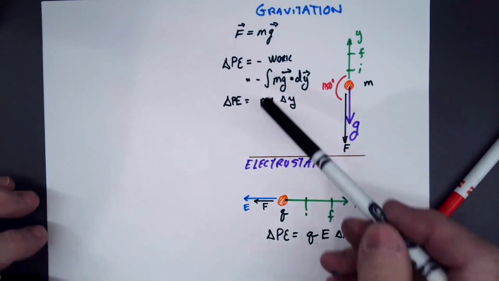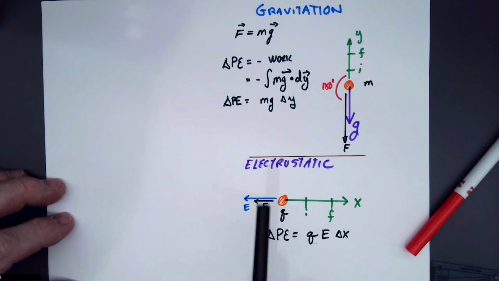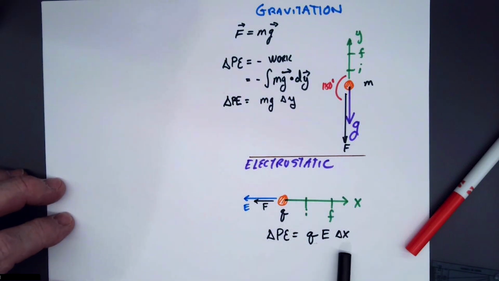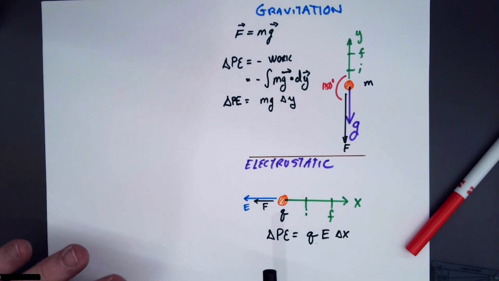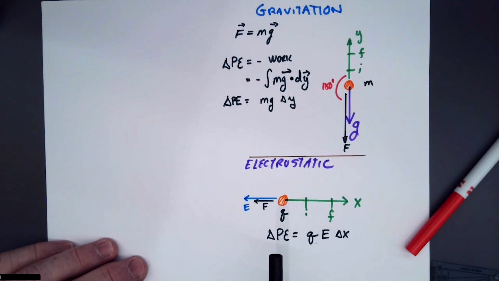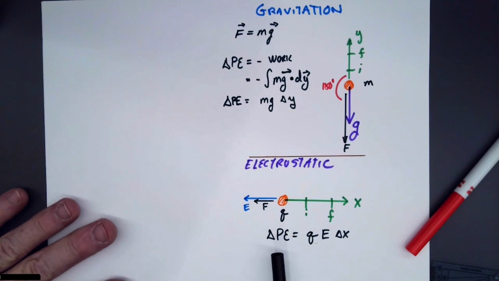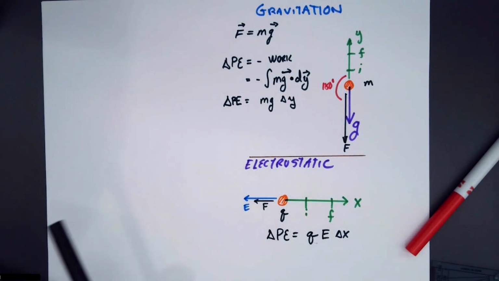Notice that both of these potential energies look like a property, mass or Q, a field, g or E, and a displacement. Now, why am I doing this? If I know how potential energy looks in all areas of space that my charge might be in, I can instantly tell what it's going to do. Is it going to go down a hill? Is it going to go up a hill, or whatever?